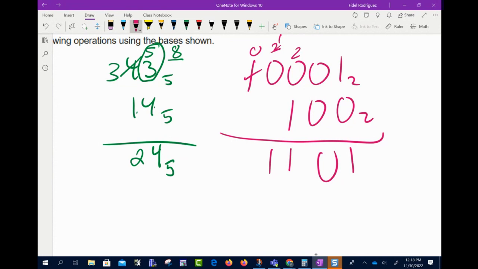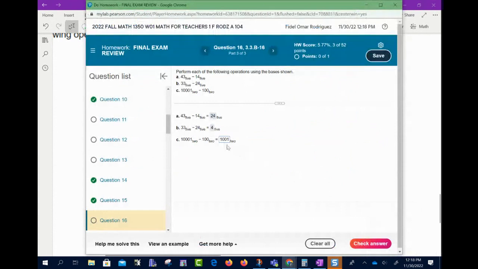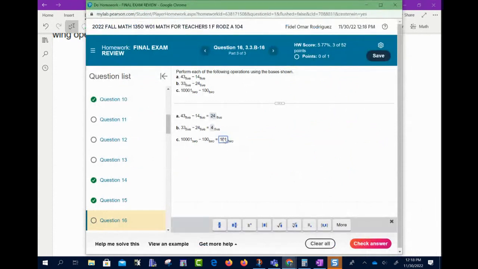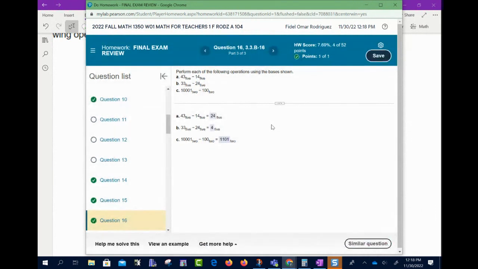So that becomes a 2. So 2 minus 1 is 1. 1 minus 1 is, or 1 minus 0, I'm sorry, is 1. So I should have 1101. Sorry about that, y'all. 1101, base 2, and there you go. Okay.